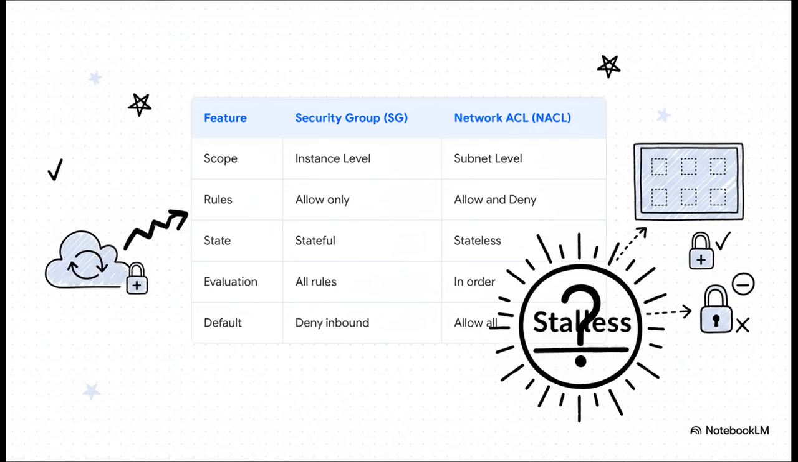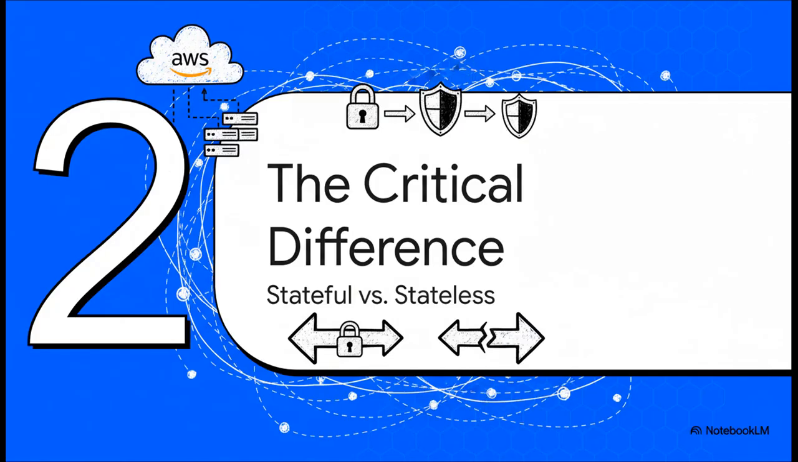Okay, this slide right here, this is where things get really interesting. You can see the differences laid out side by side. Security groups are at the instance level, only have allow rules, and here it is, they're stateful. Now look at NACLs, subnet level, they can do allow and deny, and this is the most critical part, they are stateless. That one word right there, stateless, that is the absolute key to solving our little mystery.